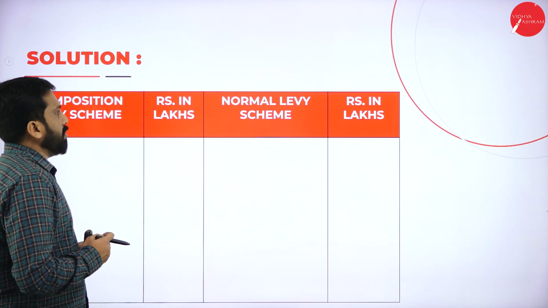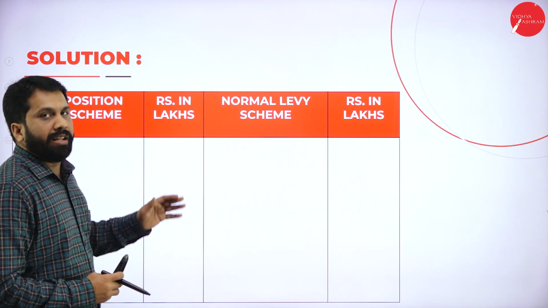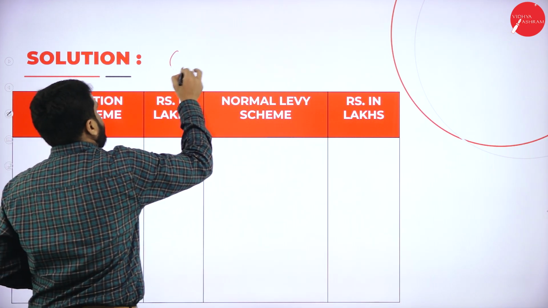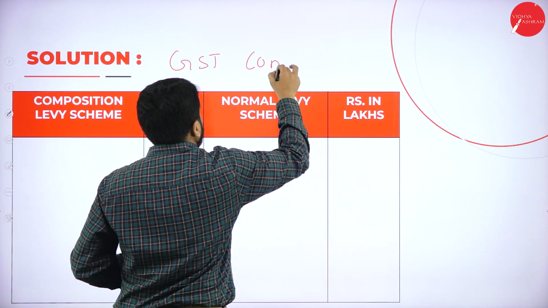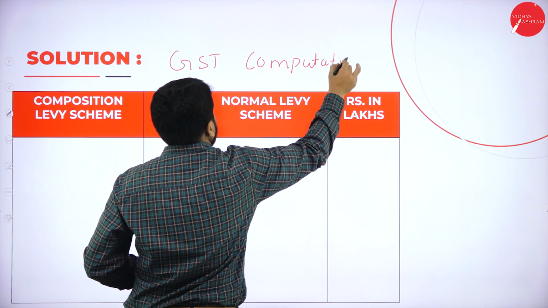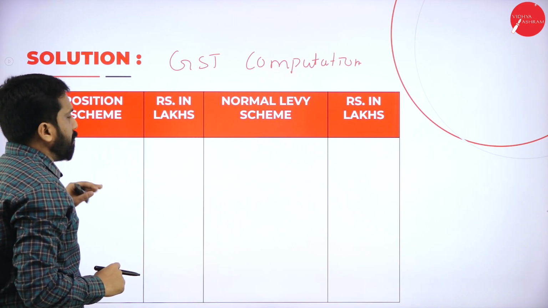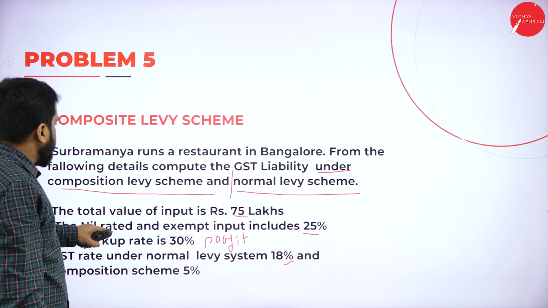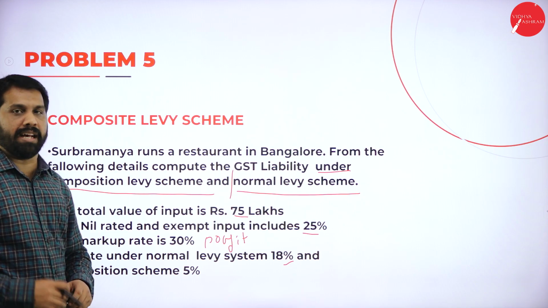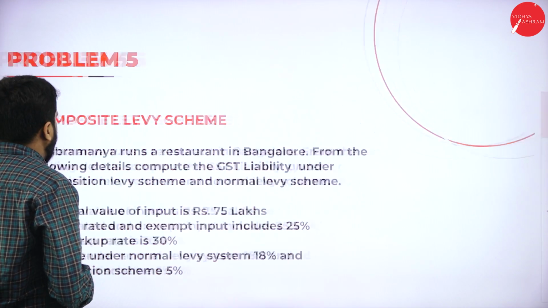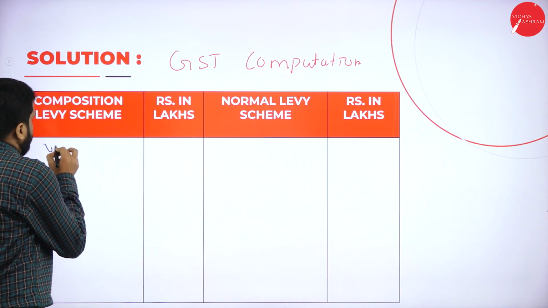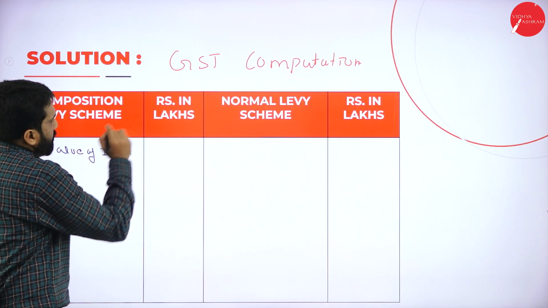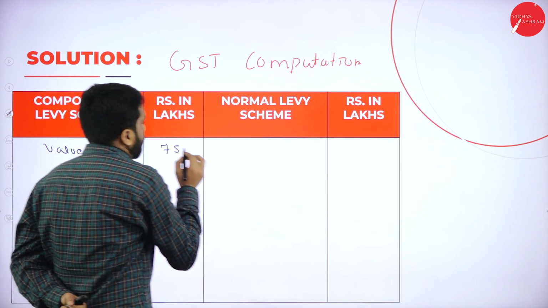So we are supposed to do the answer now. You have to find out whether the composition scheme is better or your normal scheme is better. The heading must be GST computation. Now, I'll go for the composition scheme along with your normal scheme also. Now, in this, the total value of input is 75 lakh. Everything we will take in lakhs only. Value of input, rupees in lakhs. So I'll go with 75.